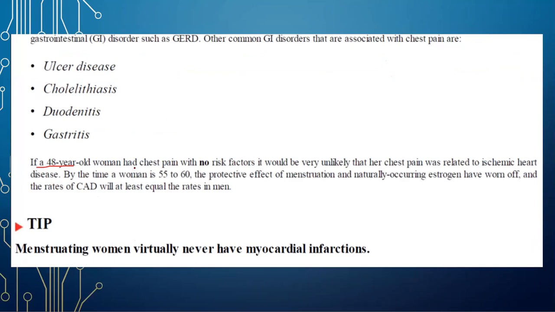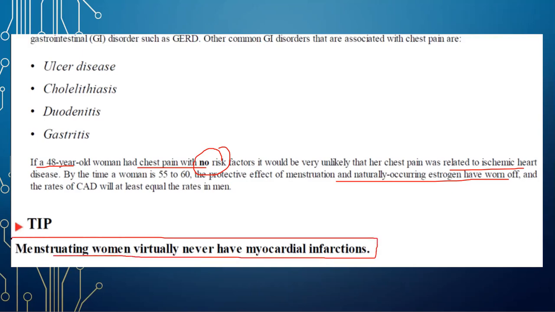If a 48-year-old woman has chest pain with no risk factor, it is very unlikely that it is ischemic heart disease, because estrogen usually gives a protective effect for women against ischemic heart disease before menopause. So menstruating women virtually never have myocardial infarction. That's one of the important tips, unless they have risk factors.